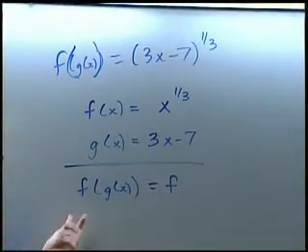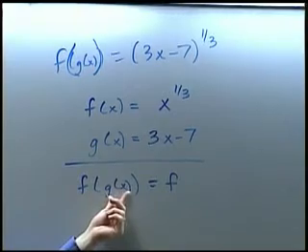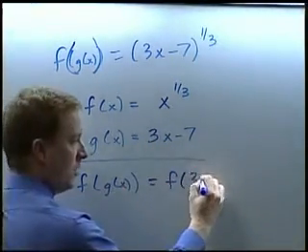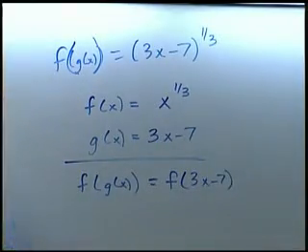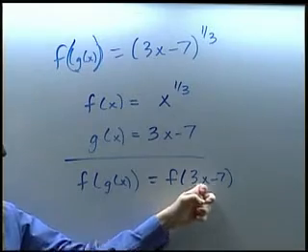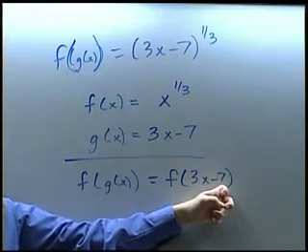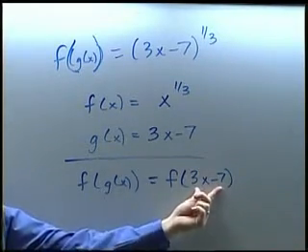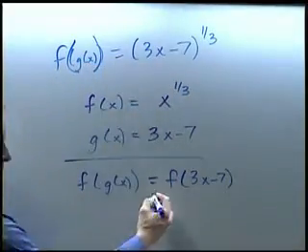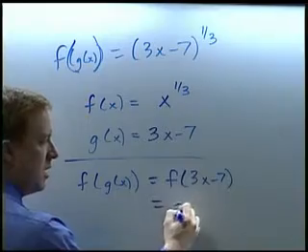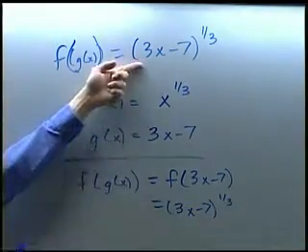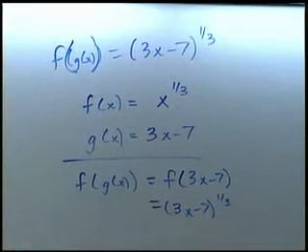Well, we would be leaving the function f, and what replaces g of x here? 3x minus 7. So now what I'm saying is, if I want to evaluate function f at some number, 3x minus 7, what would I do to that 3x minus 7? It says take your number and raise it to the 1/3. So my composition would be 3x minus 7 raised to the 1/3, and that, of course, is exactly what we started with up here at the top.